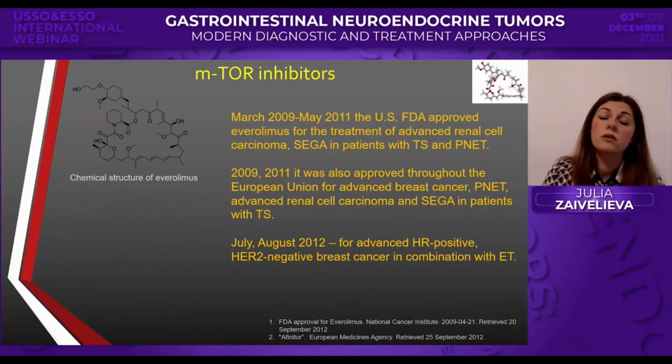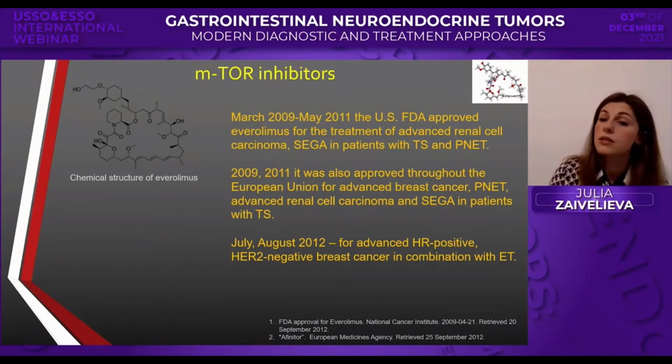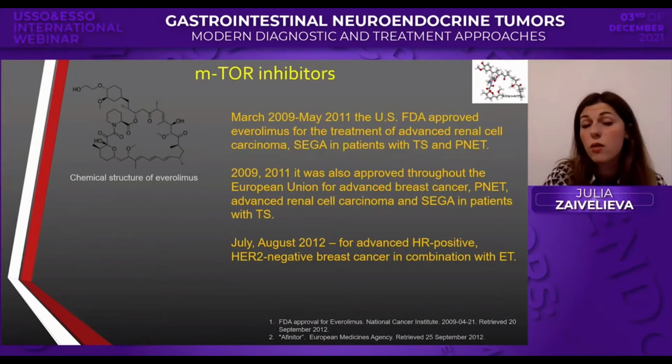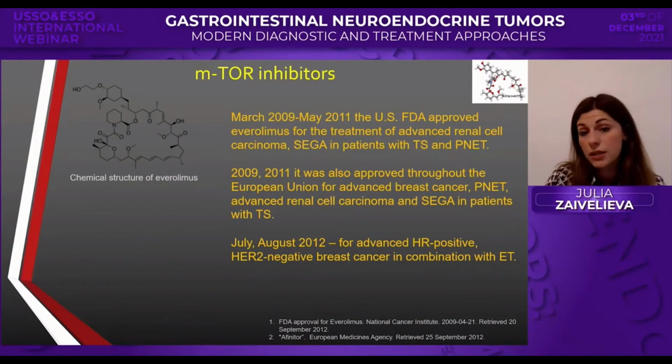Between 2009 and 2011, the US FDA approved everolimus for the treatment of advanced renal cell carcinoma, for subependymal giant cell astrocytoma associated with tuberous sclerosis, and pancreatic NET.